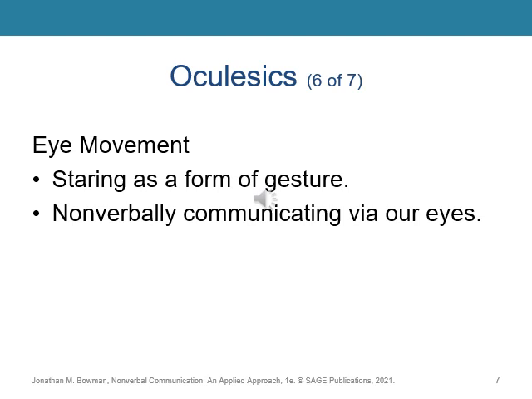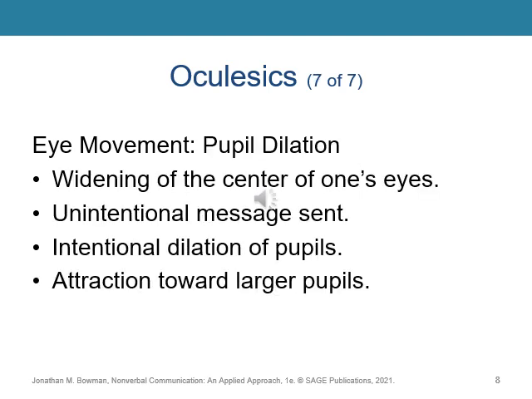This can be achieved by darting our widened eyes in the direction of something we want someone to look at. Pupil dilation is the widening of the center of one's eyes. Pupil dilation can send unintentional messages of romantic interest. While more often a pharmacological endeavor, studies found that one's pupils will widen when looking at something found sexually appealing or attractive. Thus, the subconscious perception of dilated pupils as an indicator of interest is evolutionary. It indicates a reciprocal interest.